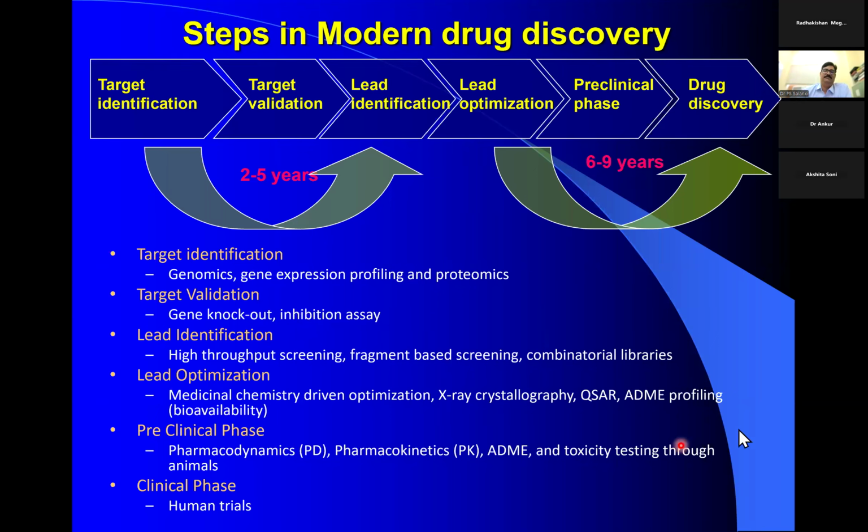Then comes lead identification. This stage is about finding the initial drug candidates, known as leads, and this is often done using high throughput screening, that is, rapidly testing hundreds of thousands of compounds against the screened target. Other methods include fragment based screening, which tests tiny molecular fragments, and exploring combinatorial libraries, that is, a large collection of synthetically created compounds.